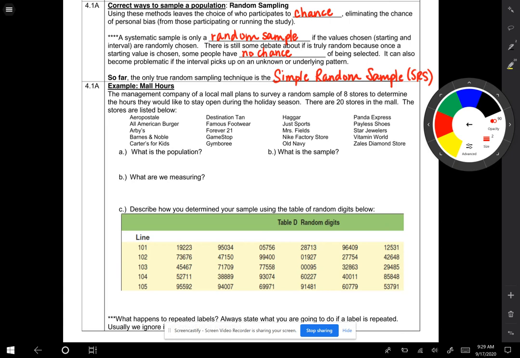So, what is the population? Remember, the population is the entire group. So, in this case, the population is all of the stores in the mall. There happen to be 20 of them. Sometimes they'll ask you for a value on a multiple choice question. So, in this case, you would say 20 stores in the mall.